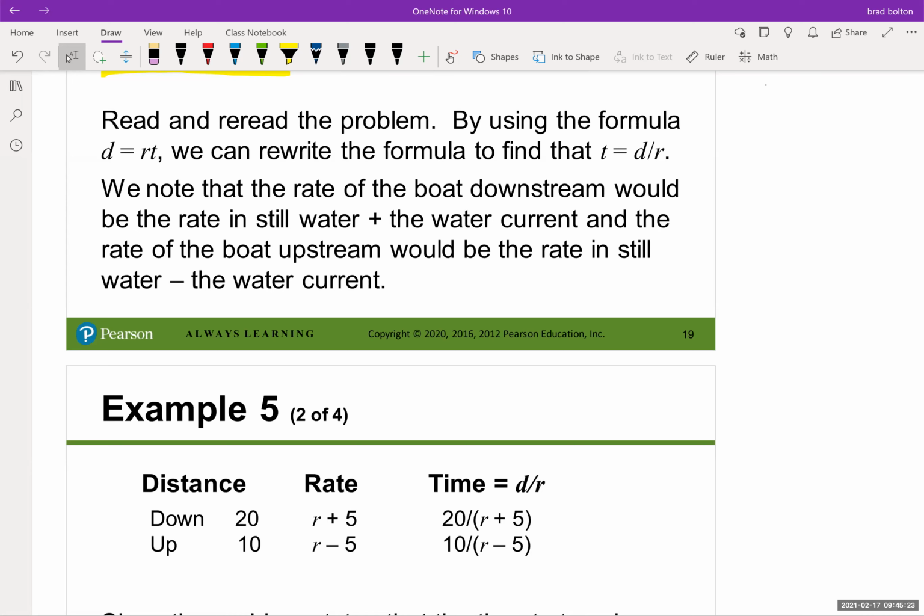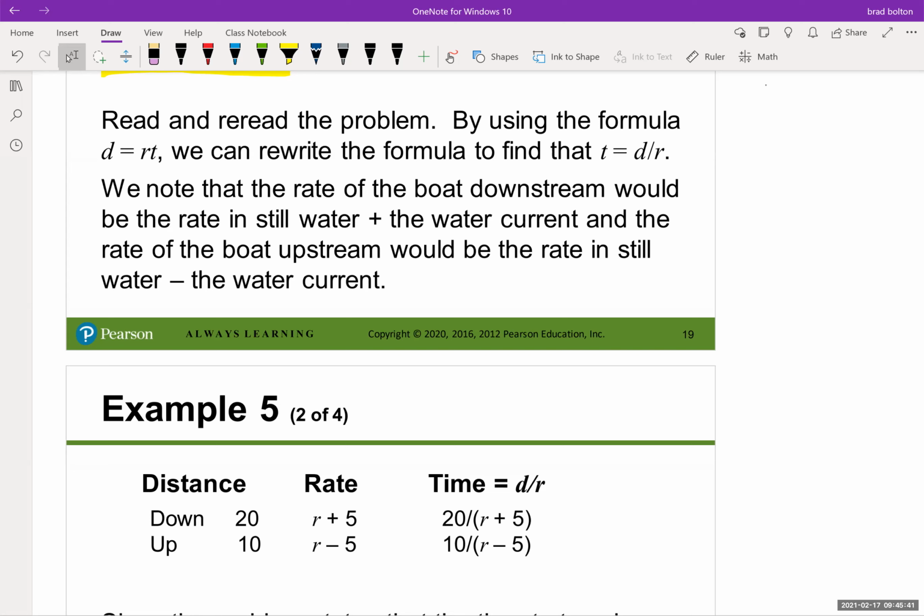Think about like at airports when you get on those little moving walkways. If you walk your normal speed plus the speed of the walkway, then you're flying past people. It looks like you're running because you're combining your speed plus the walkway speed. That's the same thing with the current or with wind resistance in airplanes.